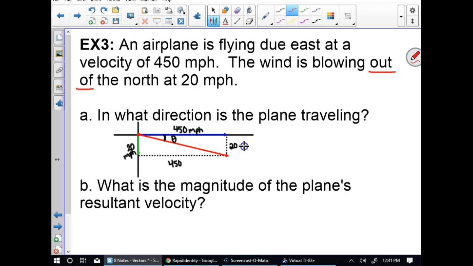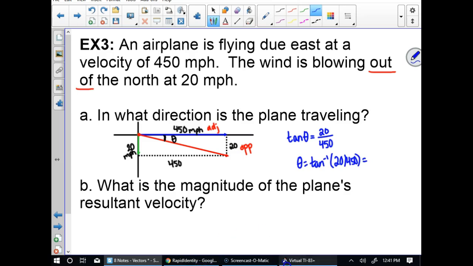Is opposite. And then Jaden, what about 450? Opposite, adjacent, hypotenuse, adjacent. And you should see a trend here. We're always using tangent, right? So for these types of problems, we'll always use tangent. So tangent of theta is 20 over 450. So you'll do tangent inverse of 20 over 450.